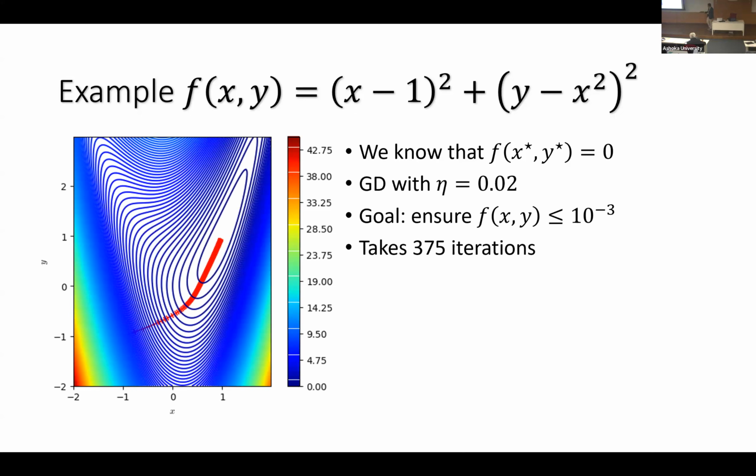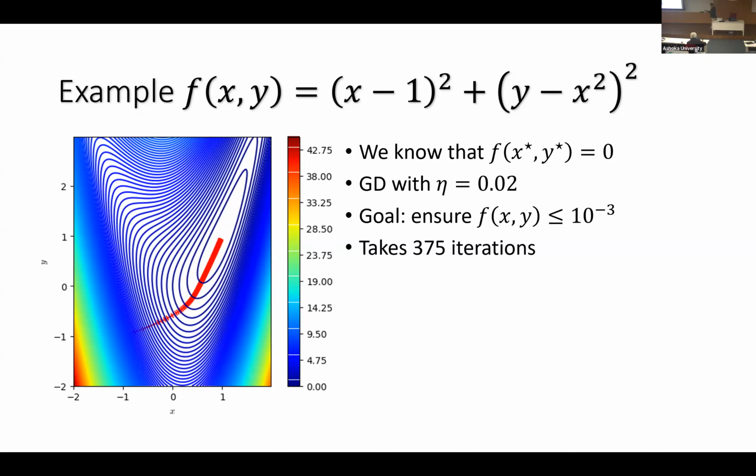And if I run gradient descent on it, let's say it starts here, and it would take this path. So I have run gradient descent on it with eta equal to 0.02. And my goal was to ensure that f(x, y) is less than 10 to the power minus 3. I already know that it should be 0, but I want to reach some accuracy level. And it took me 375 iterations. This is just Python code that I wrote, and I ran gradient descent using that code and counted the number of iterations. Okay, with this choice of eta.